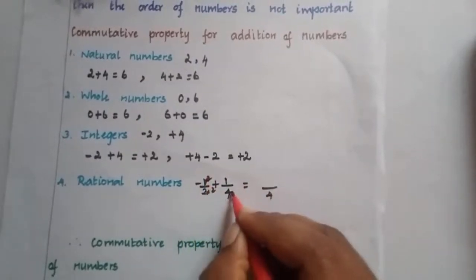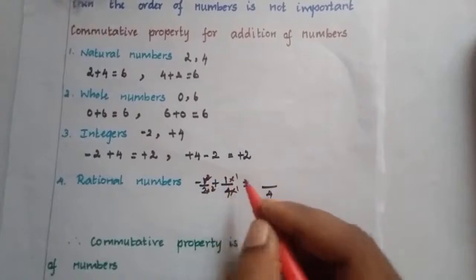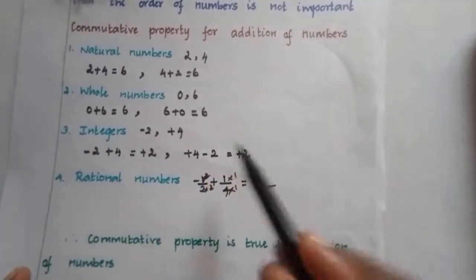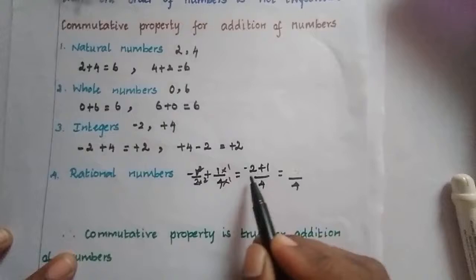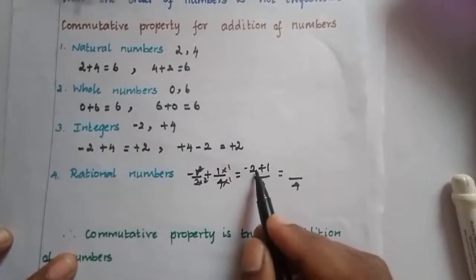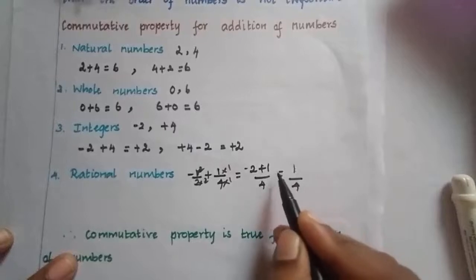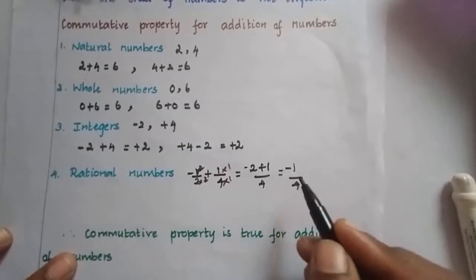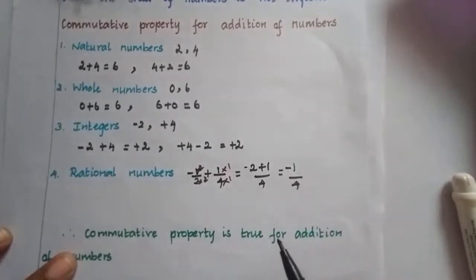So here already 4 is there, so simply we can multiply by 1. Now these two integers are in different signs. Subtract and write the greater number sign. The difference is 1 and the greater number sign is negative. So the answer is minus 1 by 4.